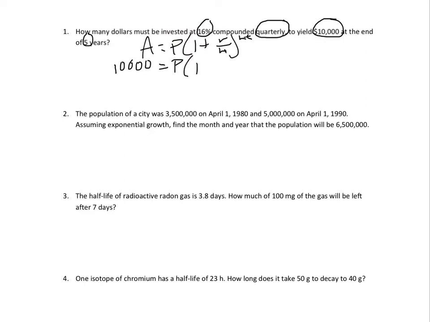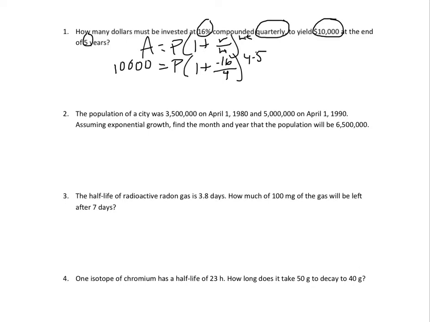P we don't know. 1 plus R, the rate, is 0.16, divided by N, how many times is it compounded? Quarterly, so 4 times per year, to the 4 times 5 power, because you're at the end of 5 years. T is time since the principal investment. So we just have to simplify this. This one's pretty easy.